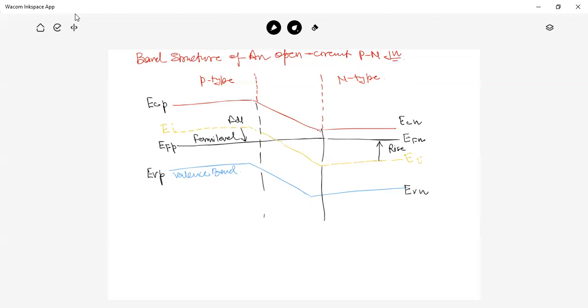So this energy level difference is E0. This energy is E1. Here it is E2. Again, the same difference of energy level. Here it is E0. This is E0.